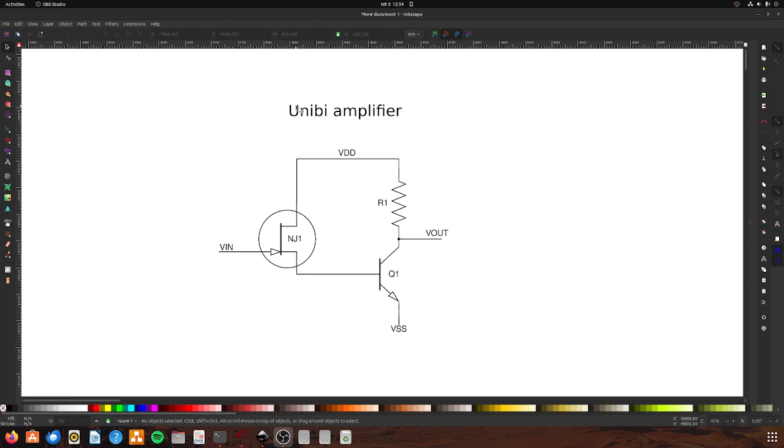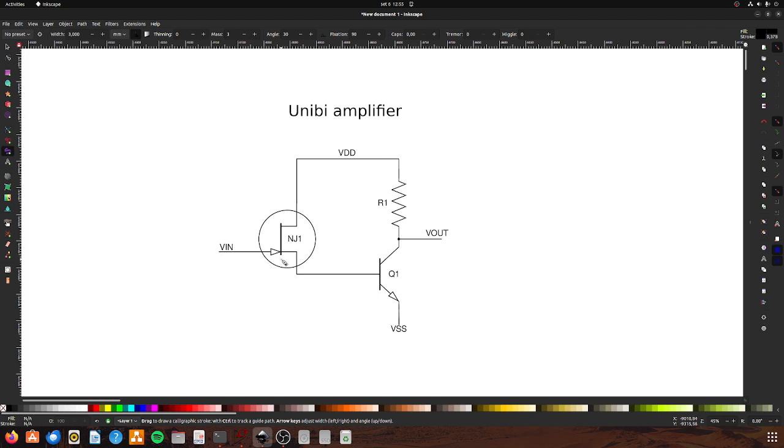Hello. Basically, I will be explaining the Unibi amplifier and showing some simulations of it. In this figure, I have the basic Unibi amplifier. Basically, the Unibi amplifier is a very old amplifier that is a junction of an NPN transistor and an NJ-FET transistor.